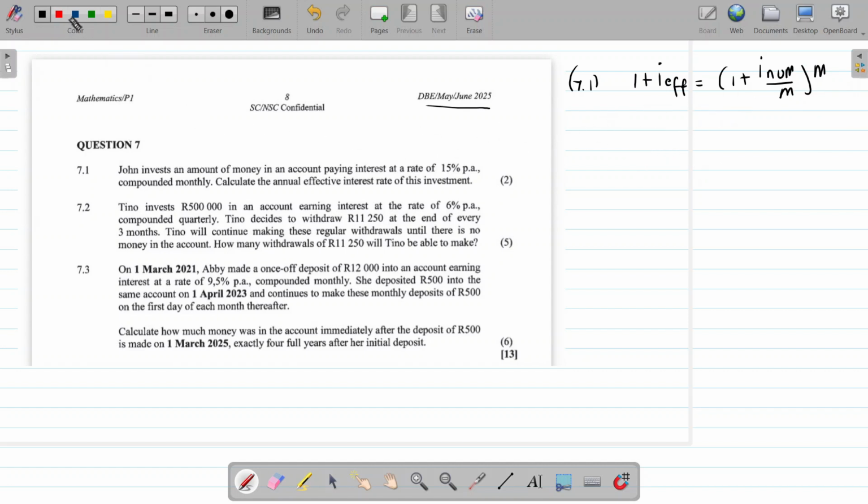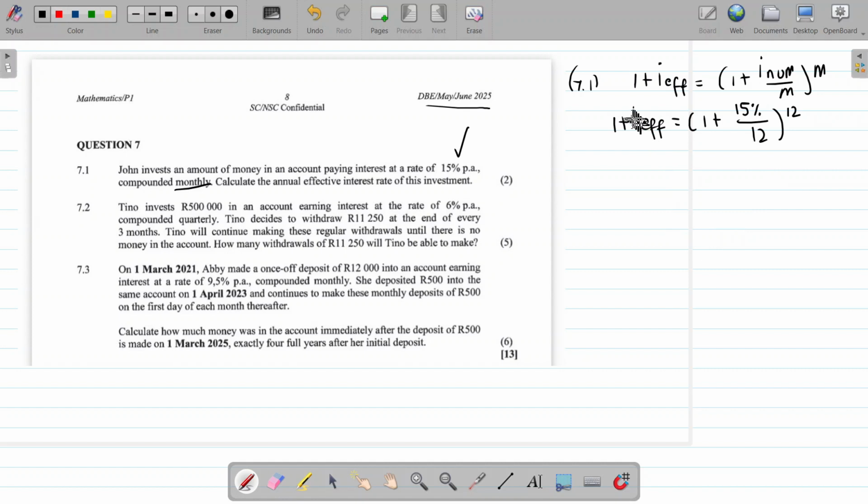We're looking for our effective. We have our nominal interest, which is 15% per annum, and the compounding period is monthly. So we're going to say 1 plus i effective equals 1 plus our i nominal, which is 15%, and then the compounding period is monthly, so we divide that by 12. And then raise it to the power of 12.